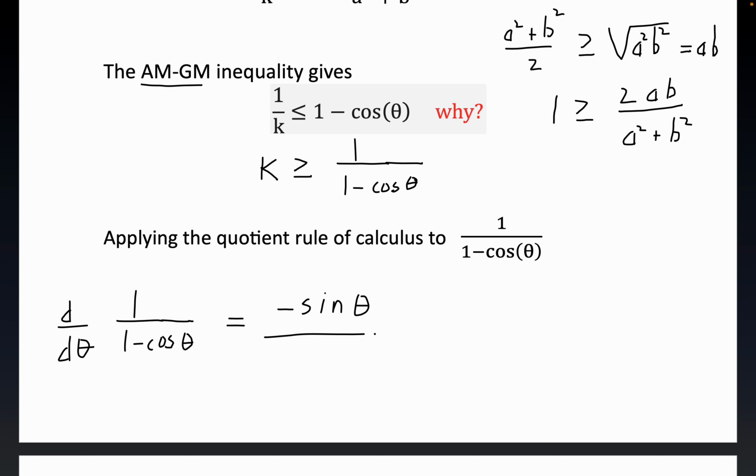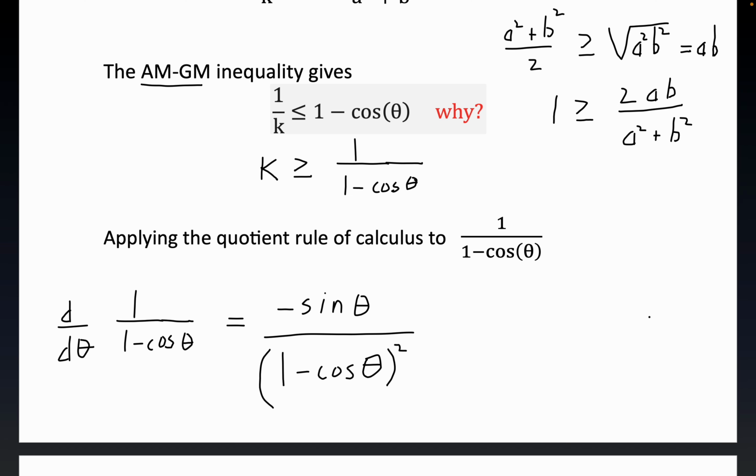over 1 minus cosine theta, quantity squared. Okay. In general, it'd be minus f prime of x over the object itself squared.